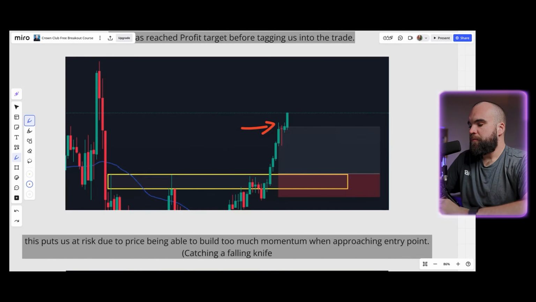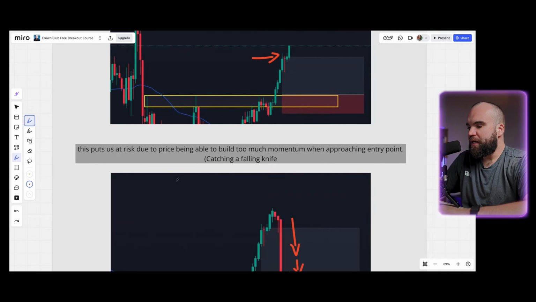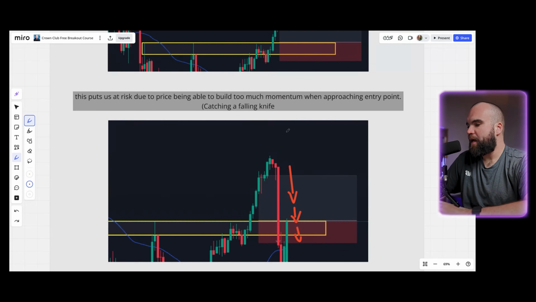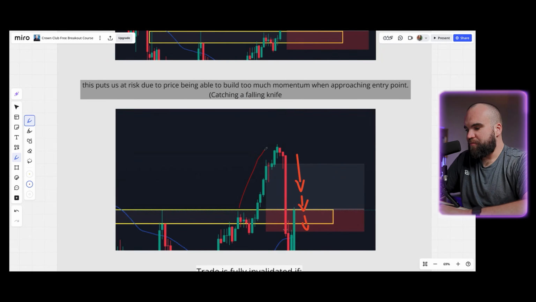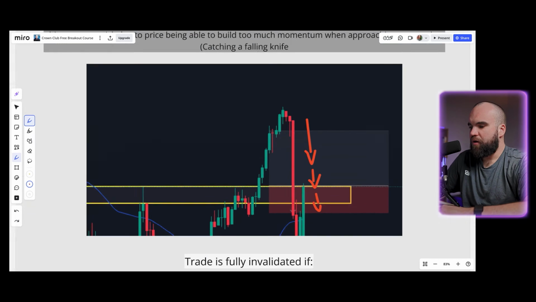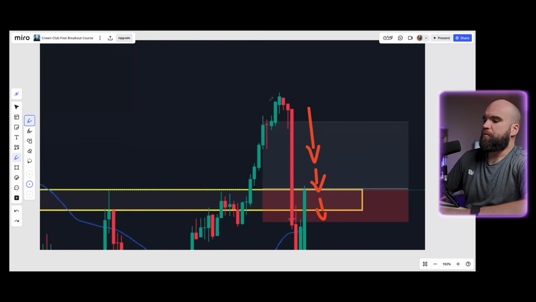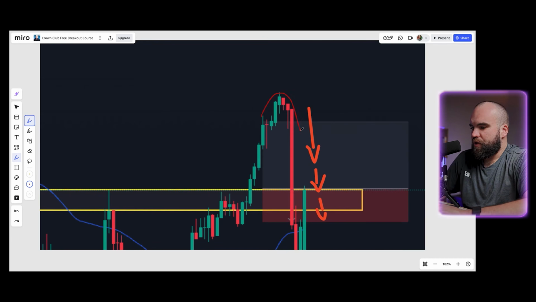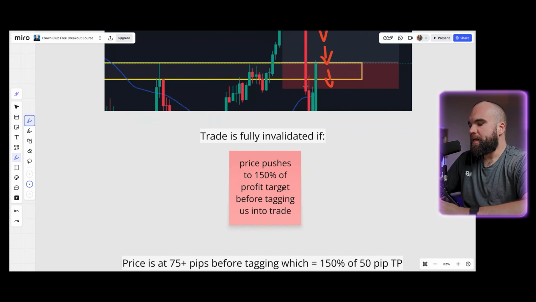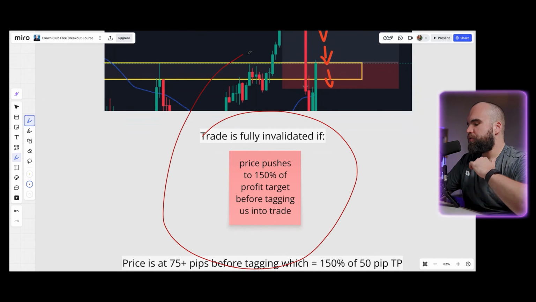It's huge. This puts us at risk because price can build momentum when approaching your entry point coming back down, which people call catching a falling knife. You can see in this example, it comes all the way up and then just falls because we've gone high. The higher you are, the harder you fall. Ideally, what we would have wanted to do is catch the move as it's pushing up with momentum. But what we end up doing is catching the trade as it starts building momentum to the downside. The trade then gets fully invalidated for me. I don't take the trade.